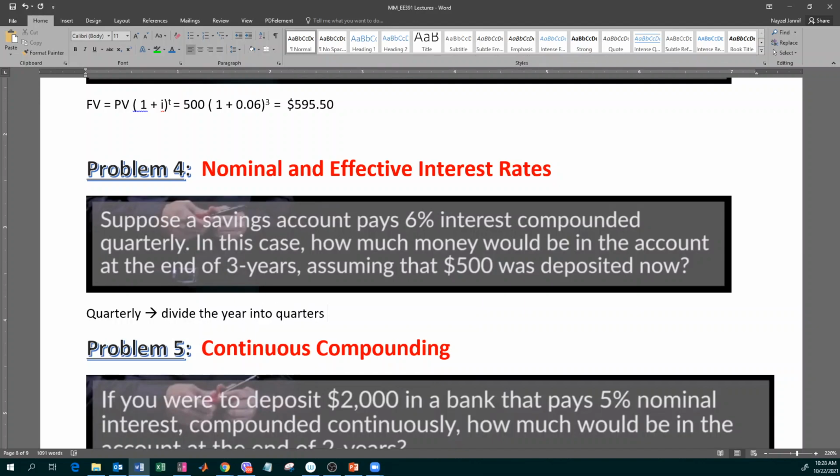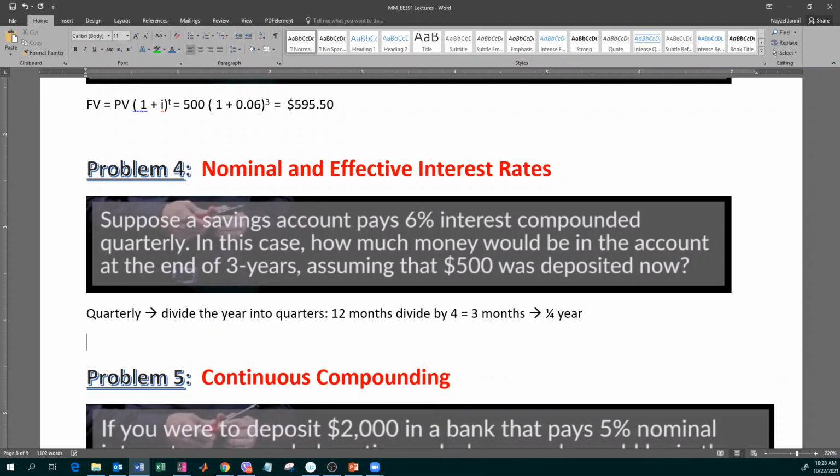So that means 12 months divided by 4, which is equal to 3 months. So 3 months is the same as a quarter of a year. Okay, quarterly. That's a new word.